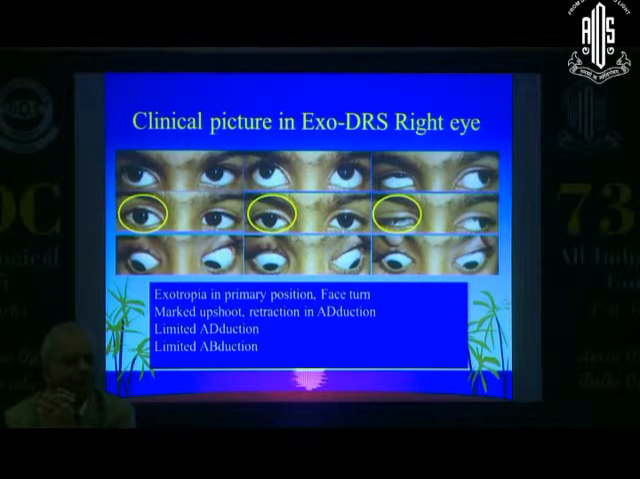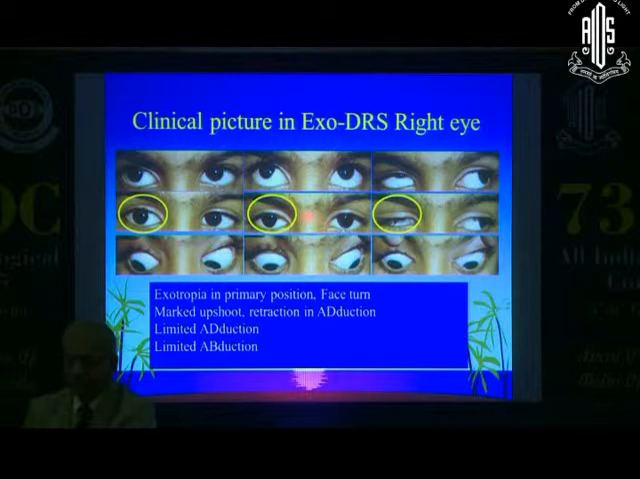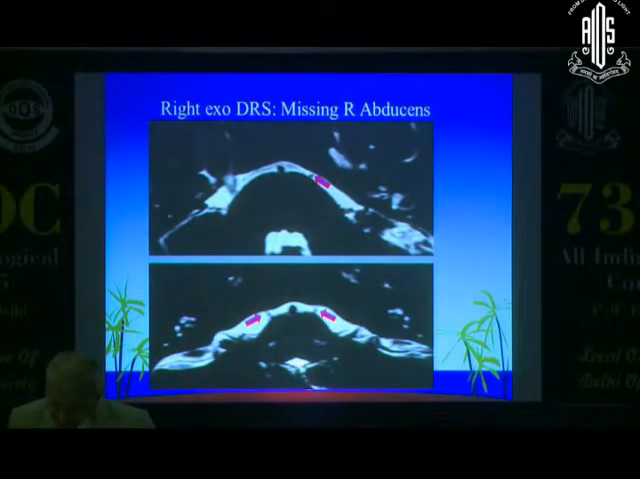Sometimes there may be a picture of exo, and what you see in exo-DRS is the exotropia in the primary position, abduction limitation in the involved right eye here, and on attempted adduction what you see classically is the retraction again, the upshoot, downshoot, and these are so severe sometimes that the eye almost disappears. So these are the intriguing cases that we need to see.